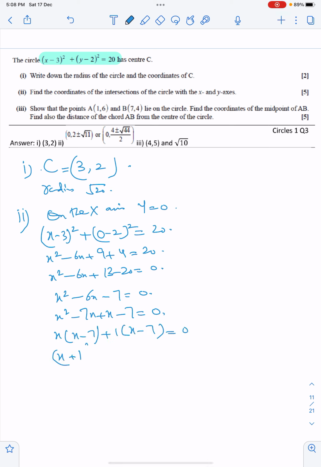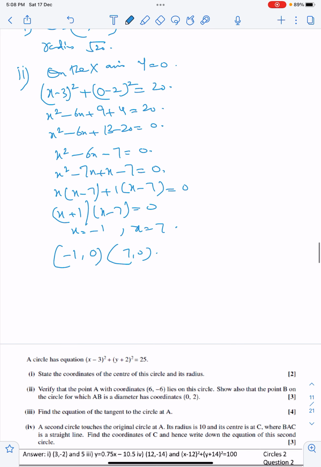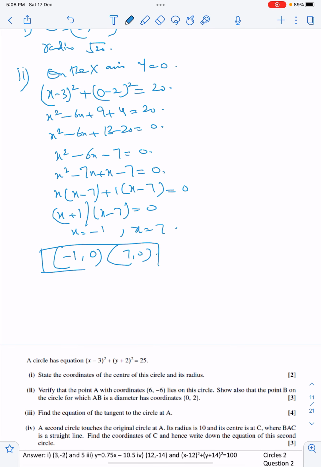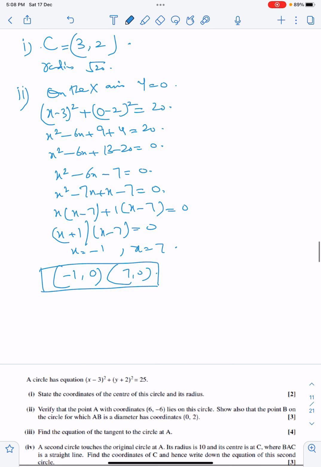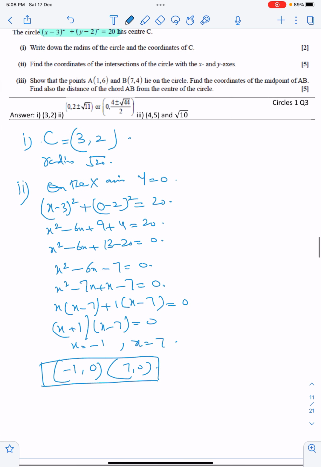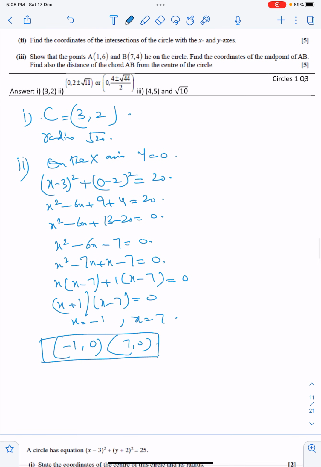The two brackets which I am getting are these two. x equals negative 1, x equals 7. That means (negative 1, 0) and (7, 0) are the points of intersection. These are the points of intersection with the x-axis, the x-intercepts. Okay, point of intersection with the y-axis. On the y-axis, x equals 0.